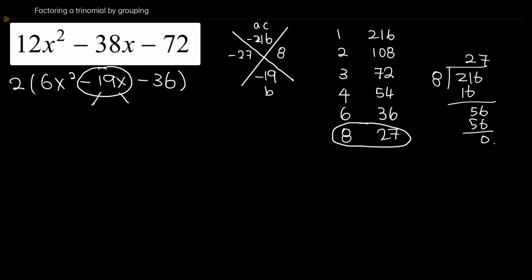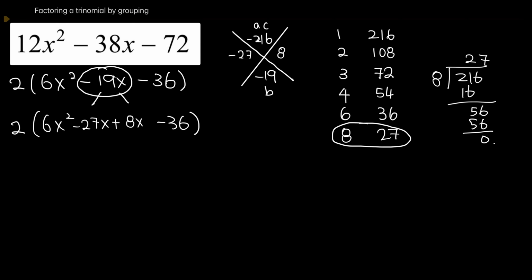So 2 drops down. I'm going to make it into 4 terms. 6x squared, negative 19x turns into 4 terms. We're going to split that out to 2 different terms. I can put the 27 first or the 8 first. I'm going to put the minus 27x here, and then plus 8x here, minus 36. Put the x's next to it because we're splitting the negative 19x.